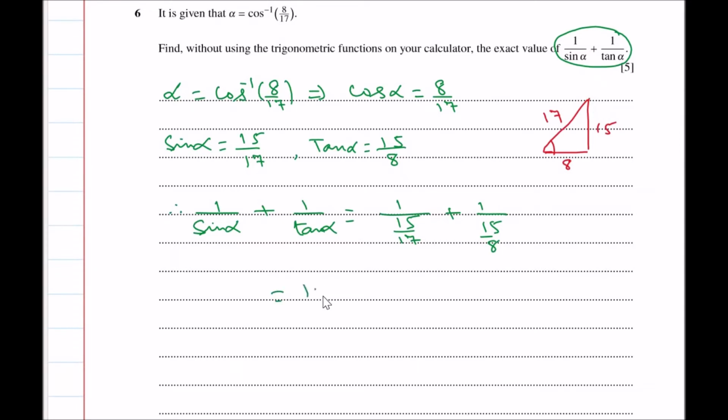That becomes 17 by 15 plus 8 by 15. That gives us 25 by 15. And if you simplify this, that is giving us 5 by 3. So this is the answer.